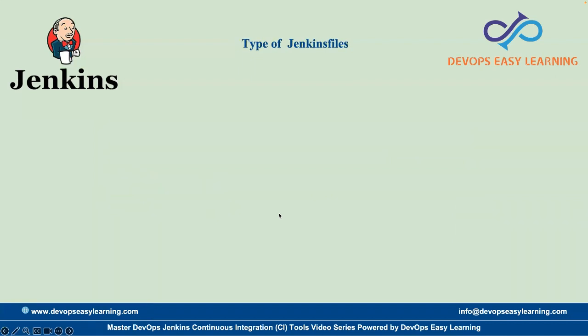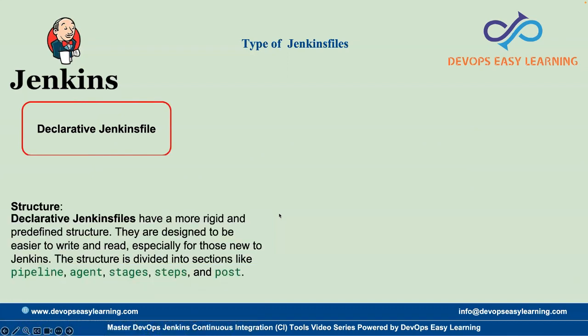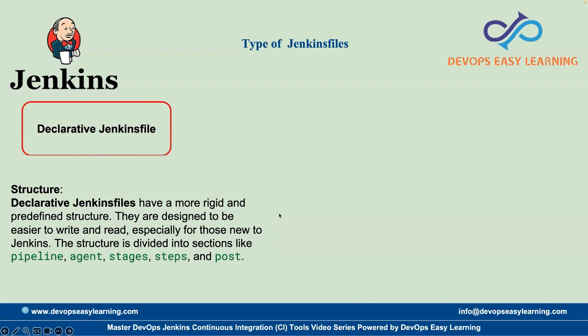Now, let's dig a little bit into the declarative pipeline. The declarative pipeline has a more rigid, predefined structure. But to be honest, it's pretty simple. The structure is made of things like pipeline, agent, stages, steps, and then post. Those are the traditional structure elements you are going to have on the declarative pipeline.